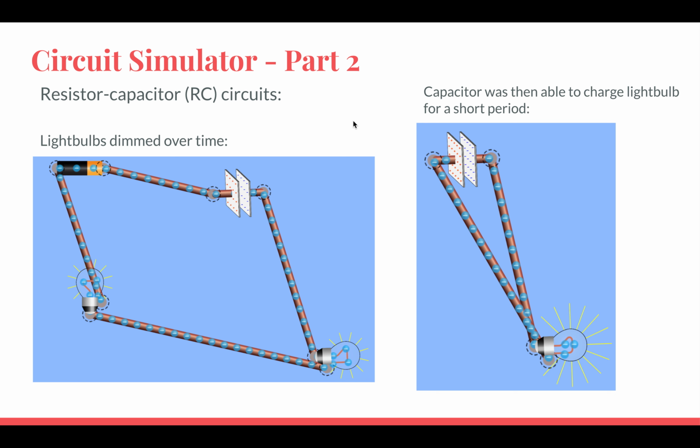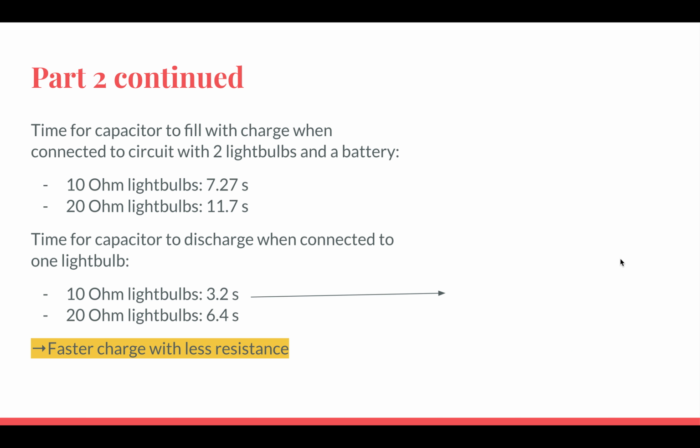Part 2, we have resistor capacitor circuits. And so when I ran this circuit, the capacitor gained charge, and as it did that, the light bulbs lost charge. And then once this capacitor was fully charged, it was able to charge the light bulb for a short period, and then it lost its charge.